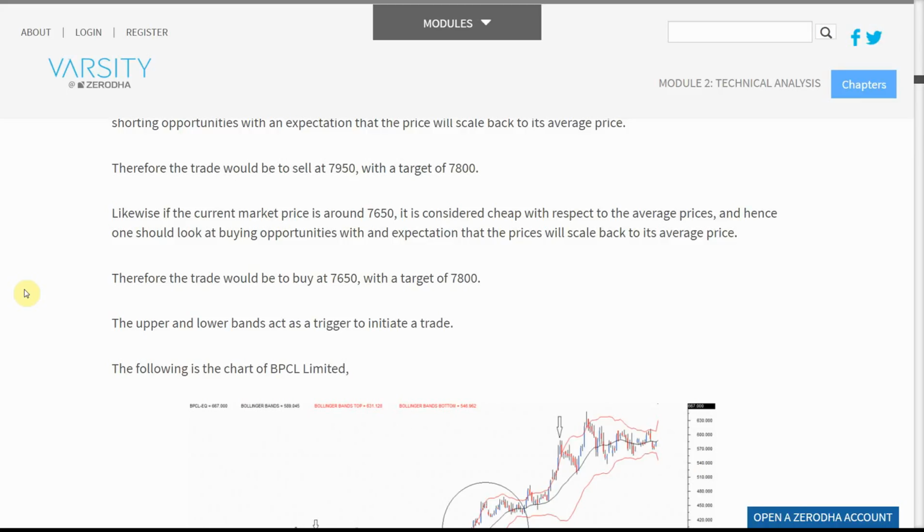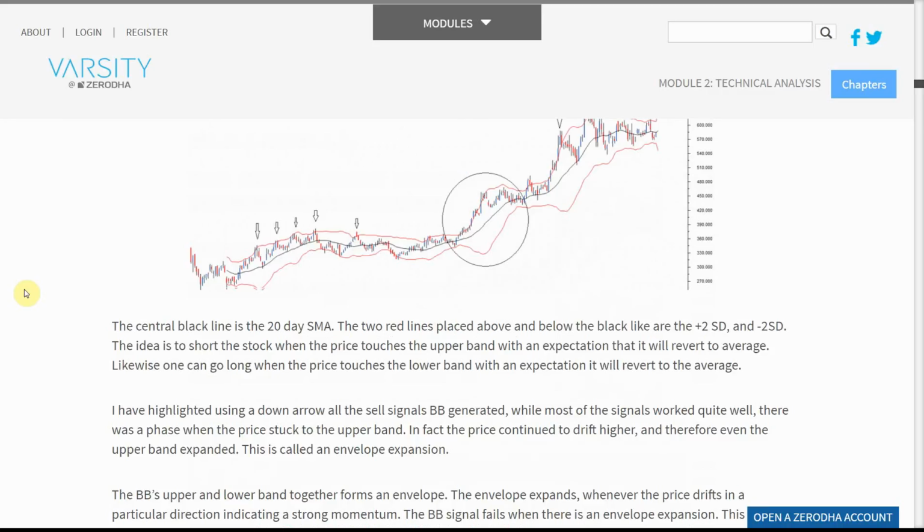The following is the chart of BPCL Limited. The central black line is the 20-day SMA. The two red lines placed above and below the black line are the +2 SD and -2 SD. The idea is to short the stock when the price touches the upper band with an expectation that it will revert to average. Likewise, one can go long when the price touches the lower band with an expectation it will revert to the average. I have highlighted using a down arrow all of the sell signals BB generated. Well, most of the signals worked quite well.